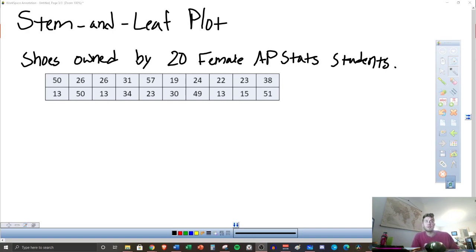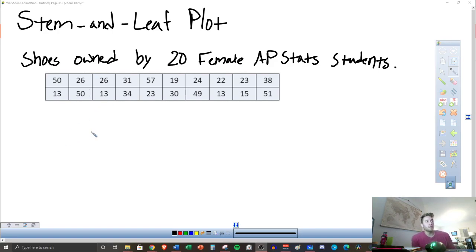So we did dot plot, and we said there are four main types: dot plot, stem and leaf plot, which I said was going to be in the last video, but that ended up being pretty long, and then histograms, and box and whiskers, which will come up in the next section as well. But we're just going to focus on stem and leaf plot and histograms in this video.